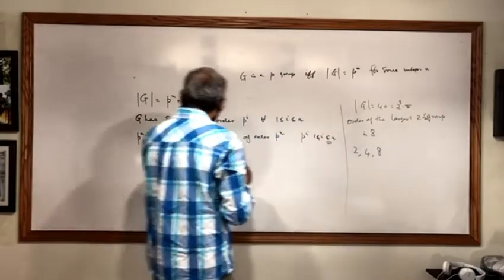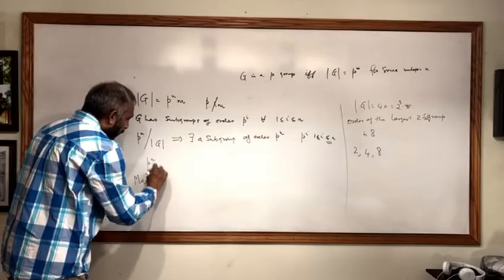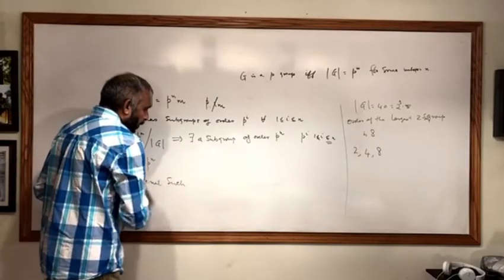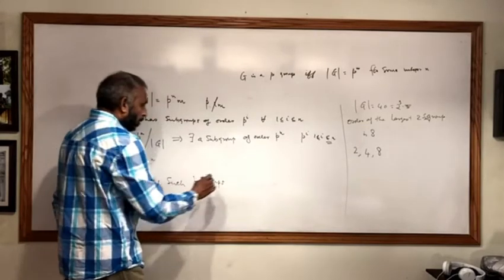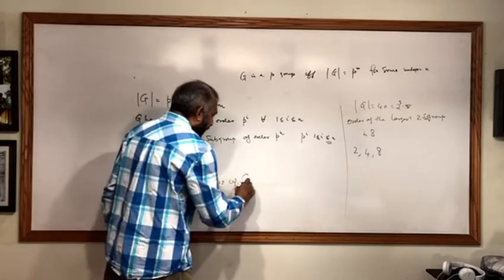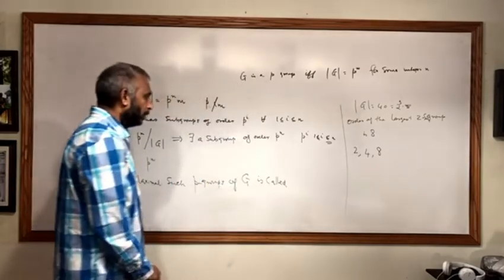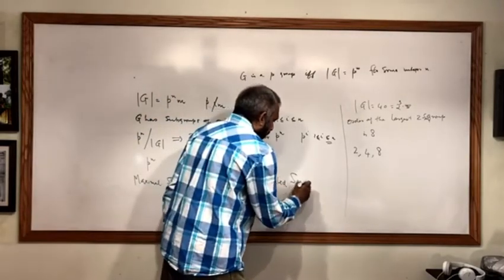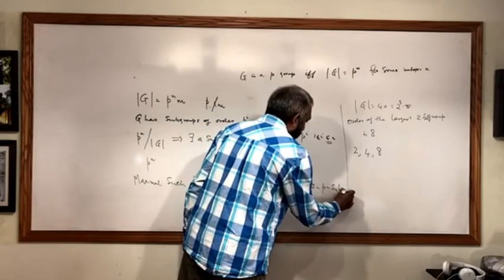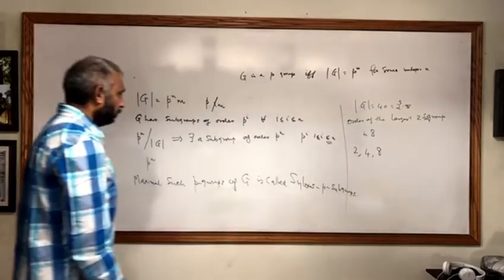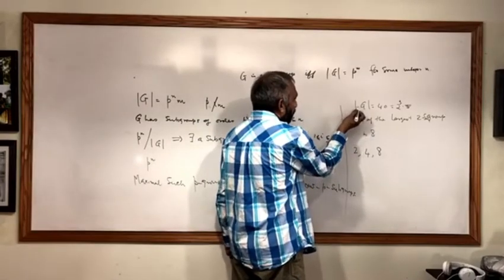So the maximal such p groups of G are called Sylow's p subgroups. Here the size of the Sylow's p subgroup is 8.